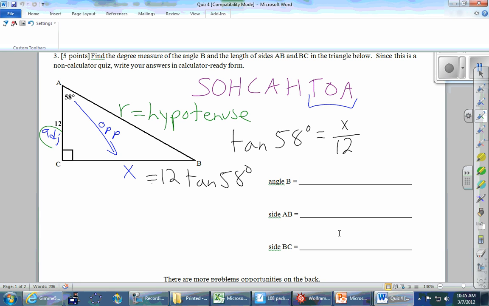So the things we're trying to relate are the adjacent side, still, and the hypotenuse. Which trig function relates adjacent and hypotenuse? It's cosine. So cosine of the same angle, 58, equals adjacent over hypotenuse. Adjacent is 12. Hypotenuse I called R.